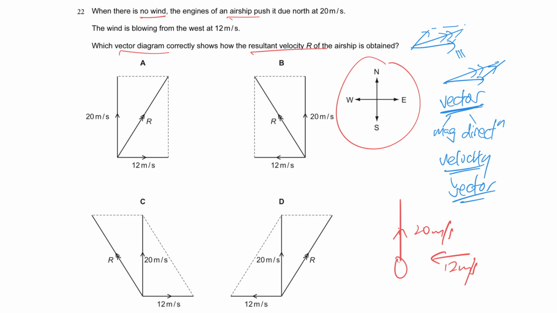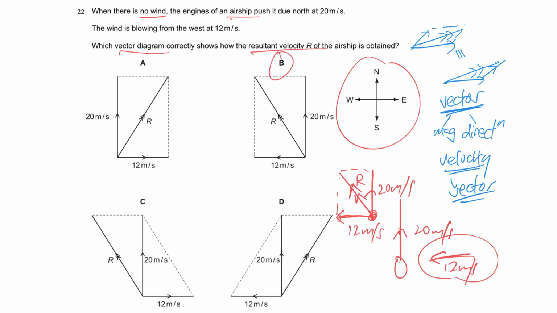So since, like I say, velocity is just like any vector, if I just draw a point here, this is my 20 meters per second, and this is my wind. I can just bring it to this side here. So these are like two forces or two velocities acting on the airship. This is 12 meters per second. So the resultant force will be here. So that is your resultant force. All the options here are using the parallelogram, so the answer here will be B.